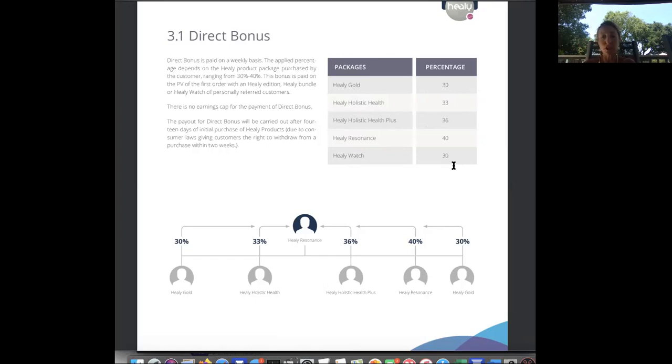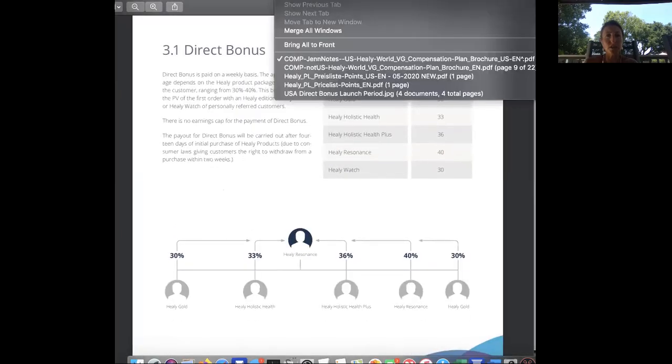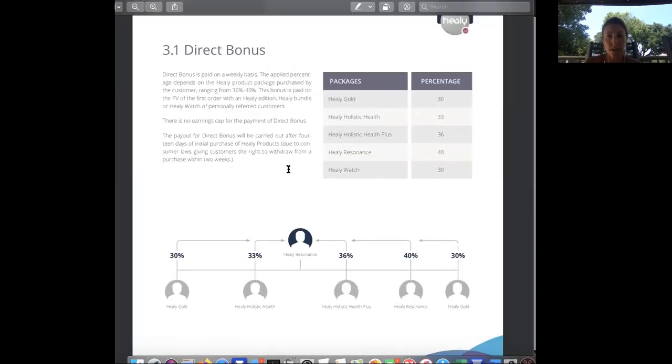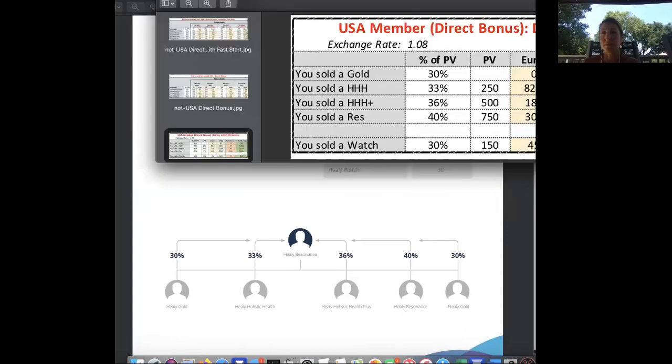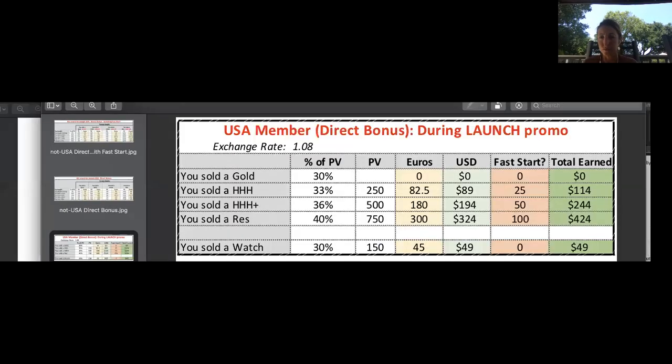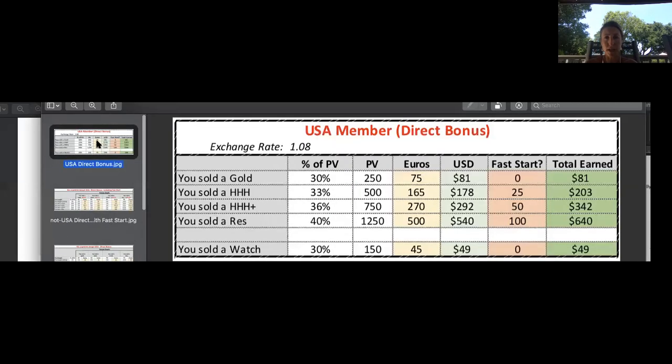So actually, what I'm going to do is bring up that document so that this makes a little bit more sense, because otherwise it's just too hard to visualize. So here we go. We're going to look at this right here. Okay, so we're going to look at the US first, and then we're going to move to non-US. And we're actually not going to look at the launch. We're going to look at direct bonus. So this is basically a summary of what the comp plan says.